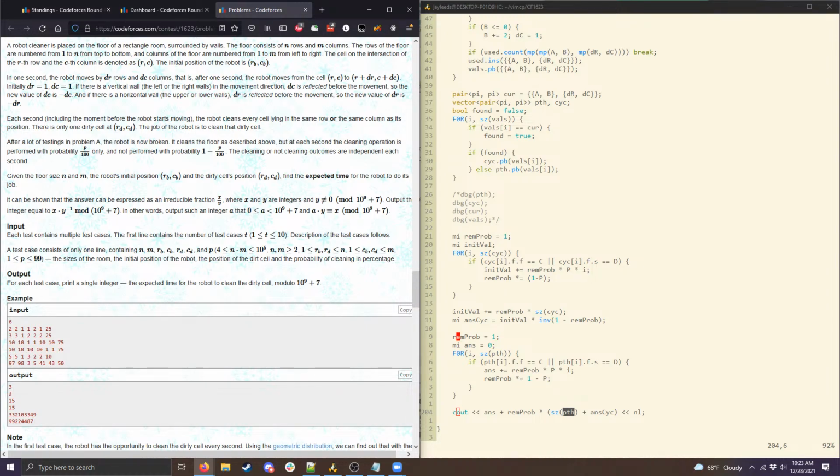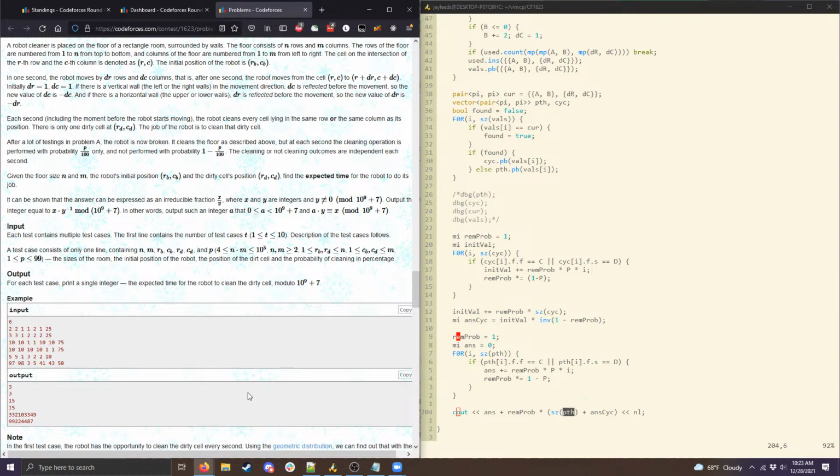Let's take a look. Yan asks, why does this work? Because we may stay in the cycle for an infinite amount of time. The proof of this is beyond the scope of this problem, but it is guaranteed that after some amount of time, we are going to eventually clean the dirt and leave the cycle.